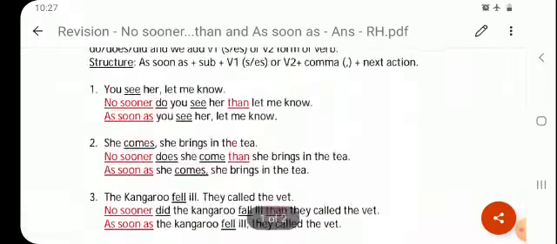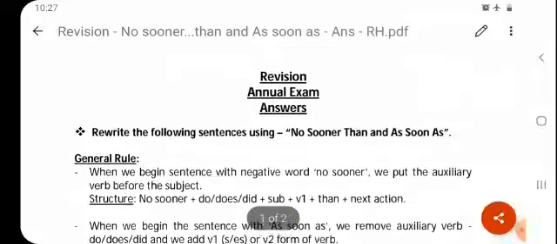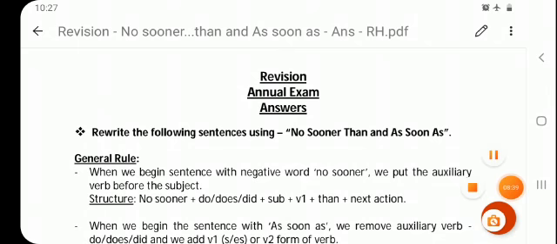Great students, so here we also completed our revision for no sooner than and as soon as. Okay, practice and have a very good day.